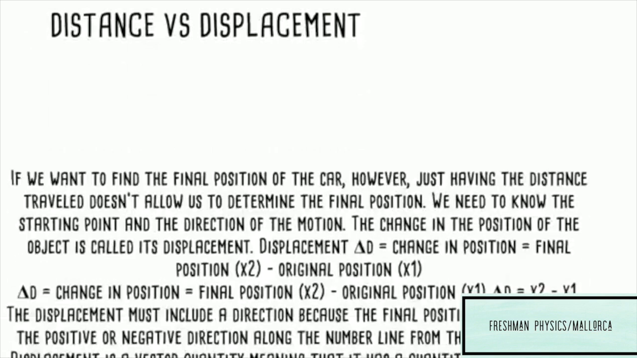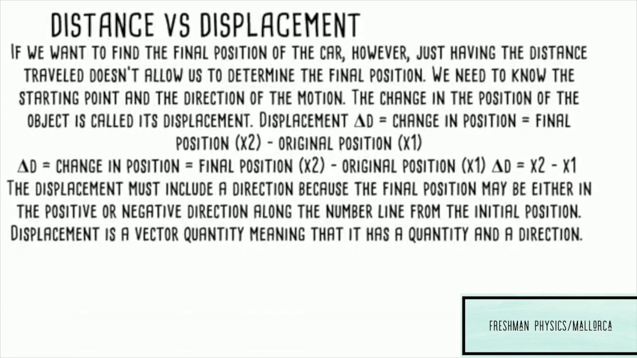If we want to find the final position of the car, however, just having the distance traveled doesn't allow us to determine the final position. We need to know the starting point and the direction of the motion. The change in the position of the object is called its displacement, and displacement is change in position, which is final position or x2 minus original position or x1. So that is the formula that you will use: Δd, or change in displacement, equals x2 minus x1.